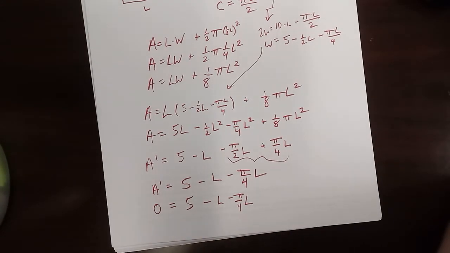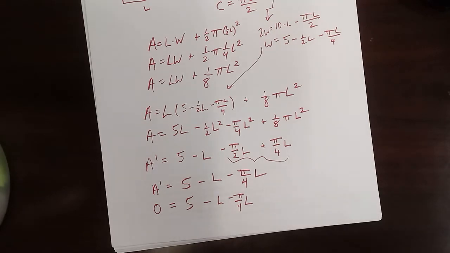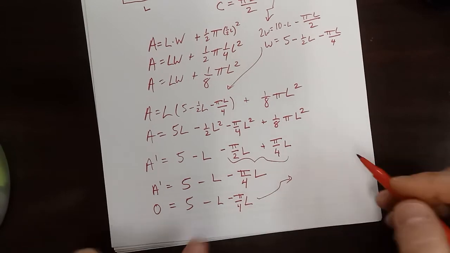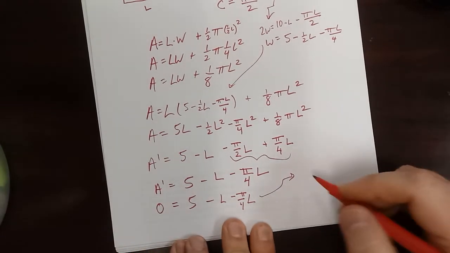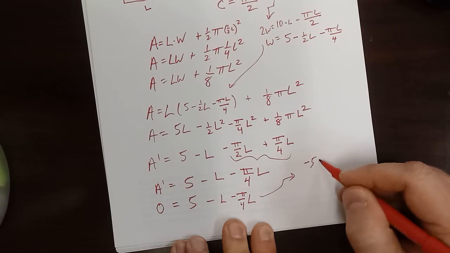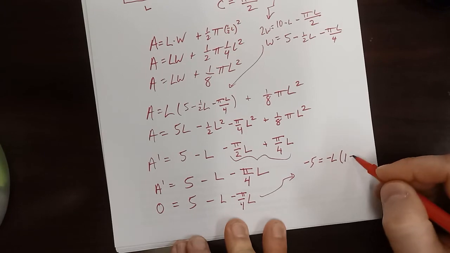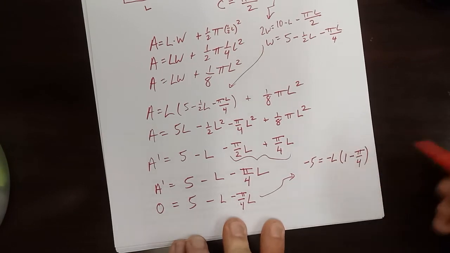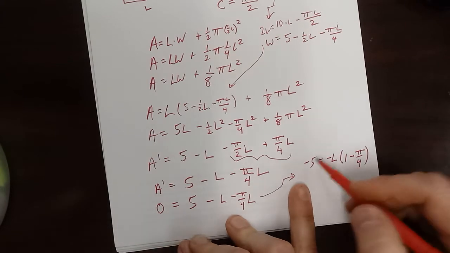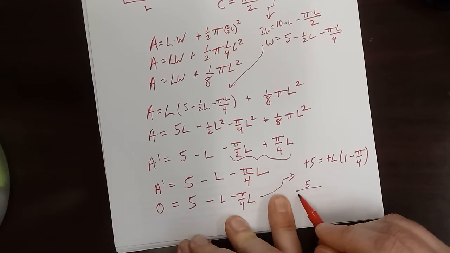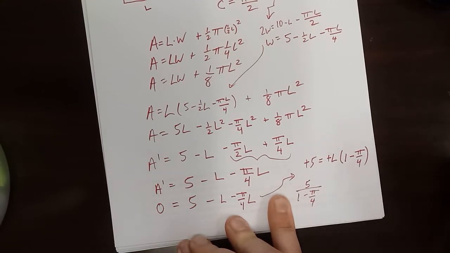All right. So if I'm trying to solve this, I'm trying to get L by itself, right? So I'll subtract the 5 from both sides. I'm going to pull out a negative L from both of those and get 1 minus pi over 4. And then I'll divide both sides by a negative 1, and divide both sides by the 1 minus pi over 4.